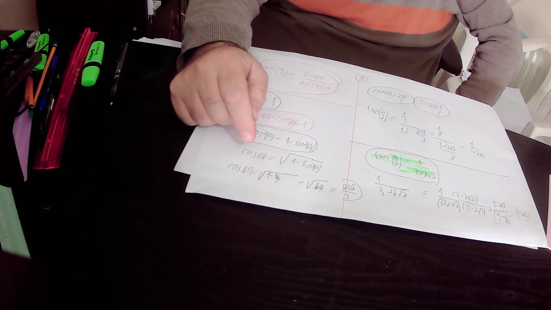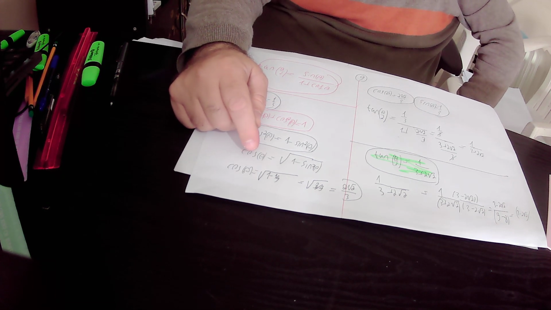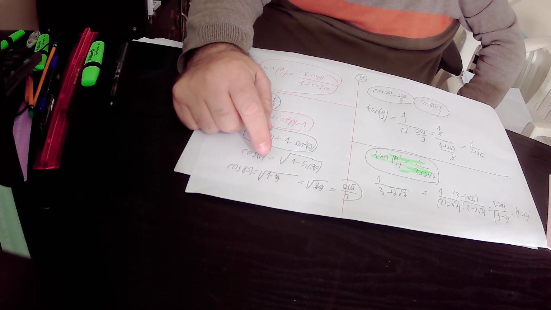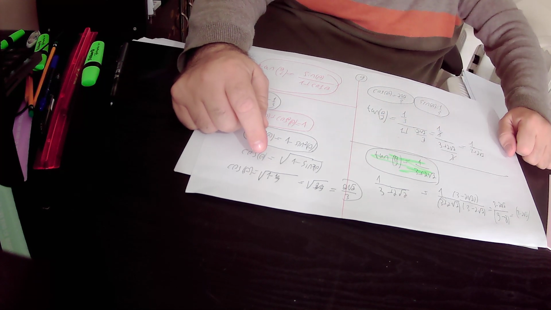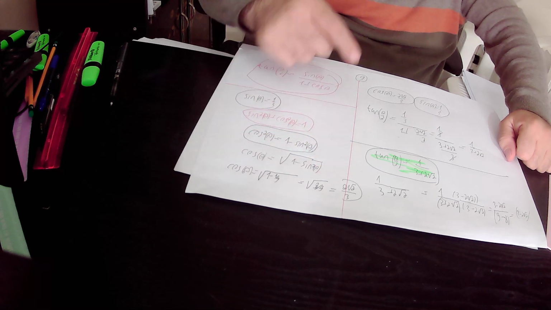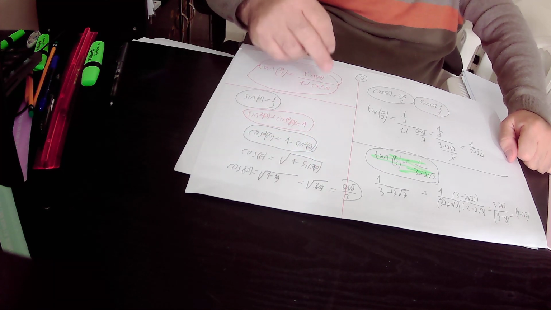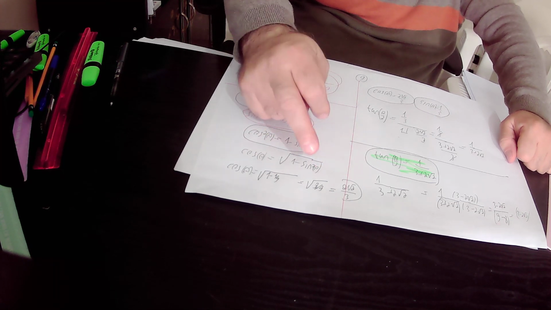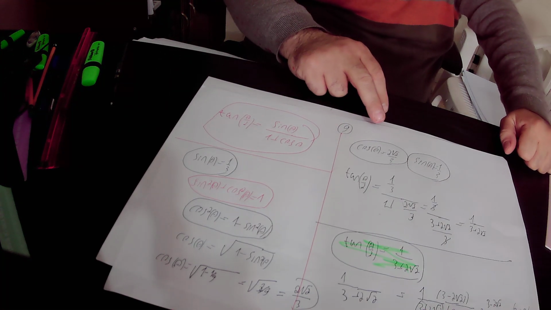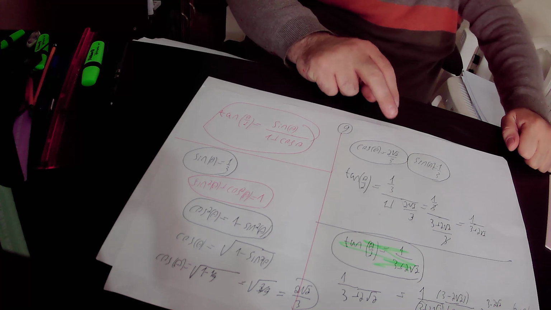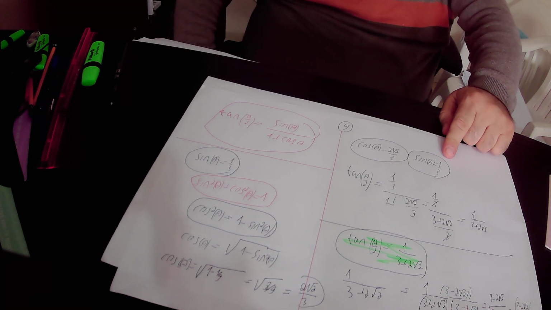And we found out that cosine theta equals the square root of 1 minus sine squared theta, and sine squared theta is 1 over 9, and 1 minus 1 over 9 is 8 over 9. The square root of 8 is 2 times square root of 2, the square root of 9 is 3. So in conclusion, we found out that cosine theta equals 2 times square root of 2 over 3, and sine theta equals 1 over 3.